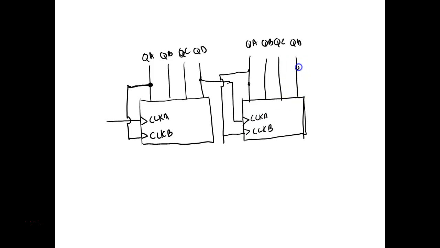So what would be my division ratio right here? I took my output right there. These are both 7493s. This is divided by 16 right here. So I'm taking a divide by 16, feeding it into a divide by 16. 256.